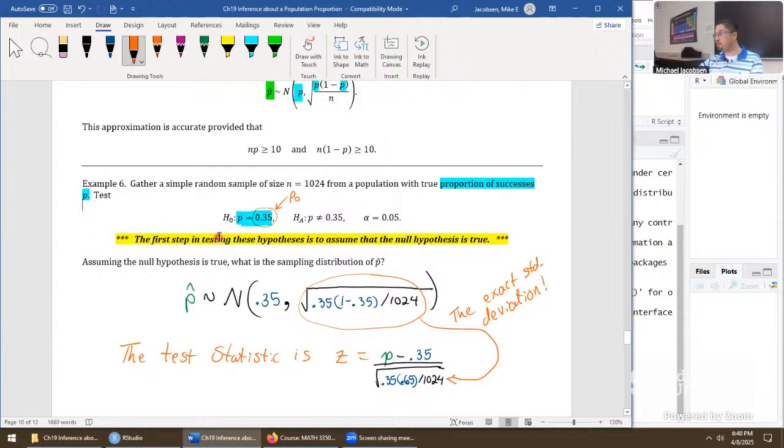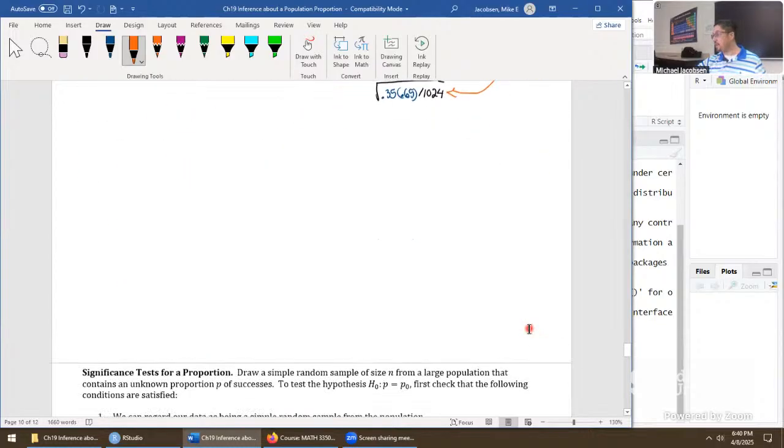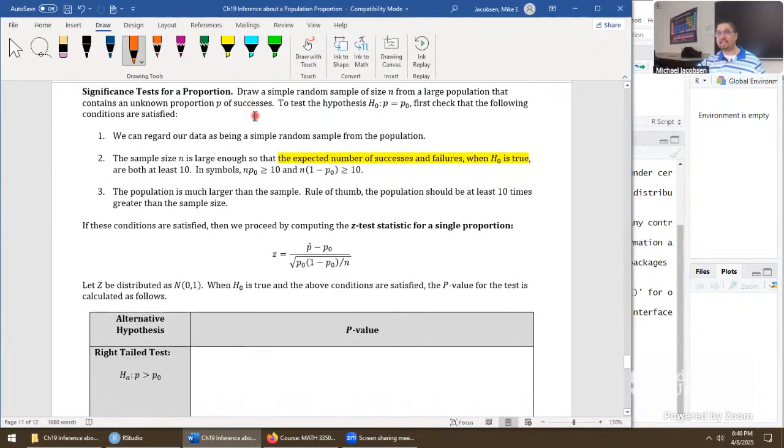Okay, so huge assumption, assuming a null hypothesis is true in this context with categorical data. Now, if we go and put down our whole methods on paper, here's what it looks like. This is the significance test for a proportion. We want a simple random sample of size n, population that contains unknown proportion p of successes.